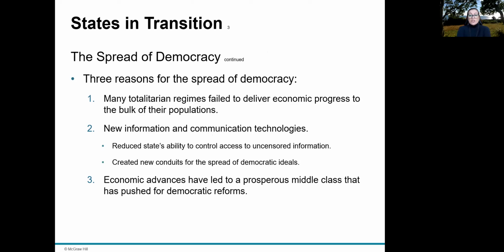Here's three reasons for the spread of democracy. Many totalitarian regimes have failed to deliver economic progress to the bulk of their nations, and so they fall over. And democracy rises. But also information technology and communication technology has spurred the spread of democracy. The Arab Spring, for example, in around about 2010 or thereabouts.